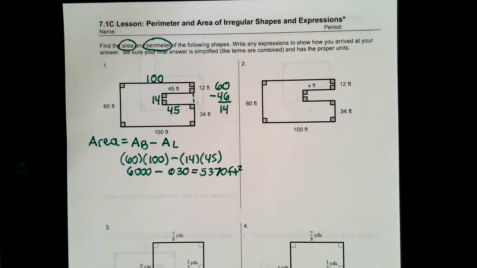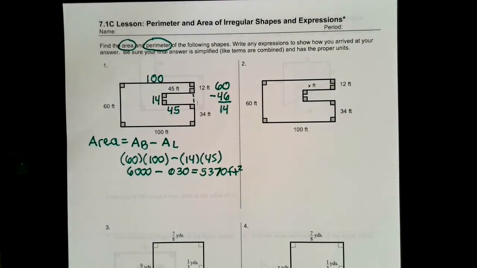Hopefully you have something to write with, you have your printed copies of the lesson, or you're using a lined piece of paper or a PDF. So let's start again. We're going to be finding the area and perimeter of the following shapes. Write any expressions to show how you arrived at your answer. Be sure your final answer is simplified, like terms are combined, and has the proper units.